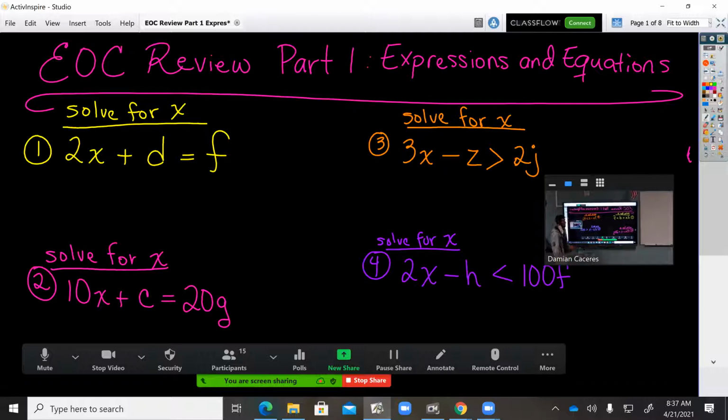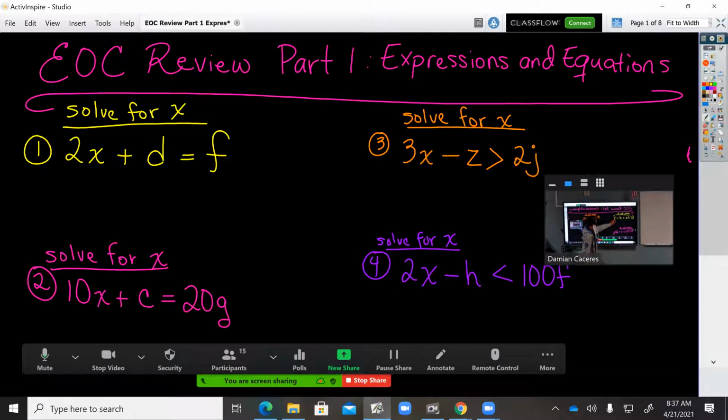So the first page is of solving literal equations. We call literal equations equations with more than one variable in it. So x, d, and f, x, z, j, all these have multiple variables in them. So these are actually easier than solving regular equations because a lot of the steps you don't have to solve for, you just write them out.